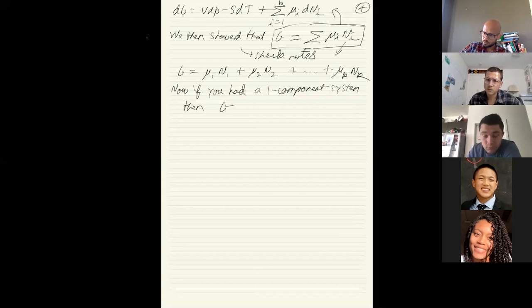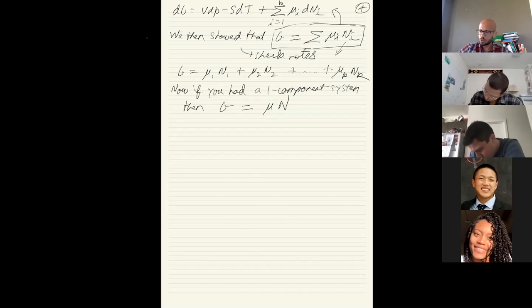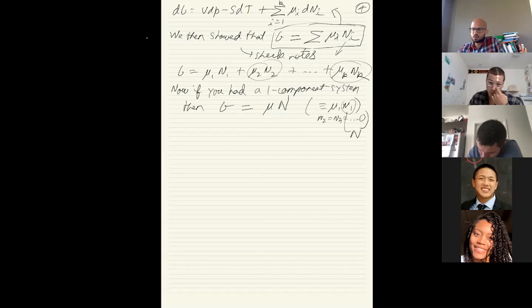If you had a one component system, then what would G be? Let's say the component is named 1. Then it would be mu1 multiplied by n1, but if it's a one component system, then we don't need to write subscripts. Then it's simply going to be G equal to mu n, because all of these other terms will disappear. They will be 0. So it would be mu1 n1 because n2, n3, all of these are 0, and I'm just replacing n1 and calling it n because it's a one component system.